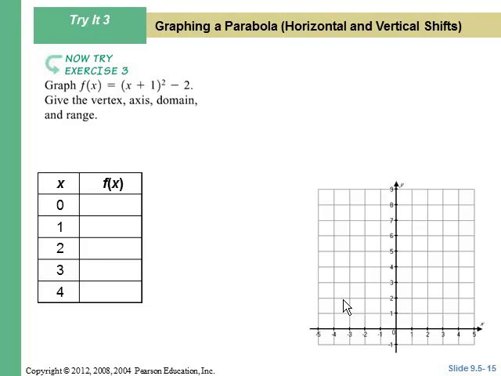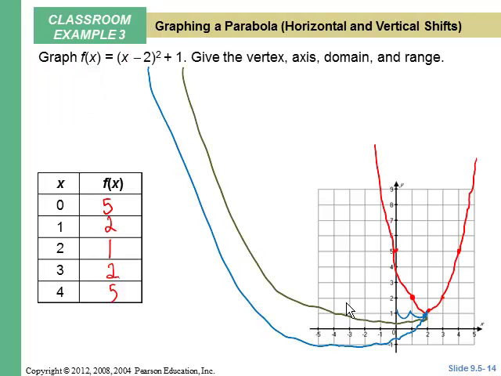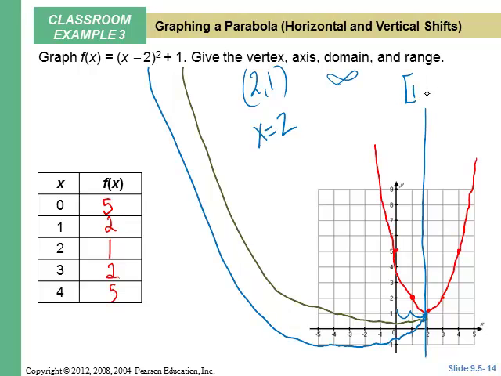So on this one, you try. We forgot to give the domain. The domain is from negative infinity to infinity. Vertex is 2, 1. The axis of symmetry is x equals 2, and the range is from 1 to infinity.